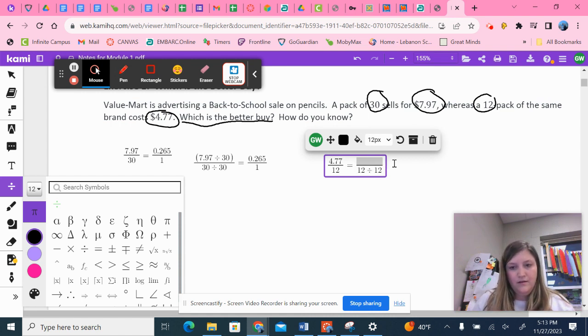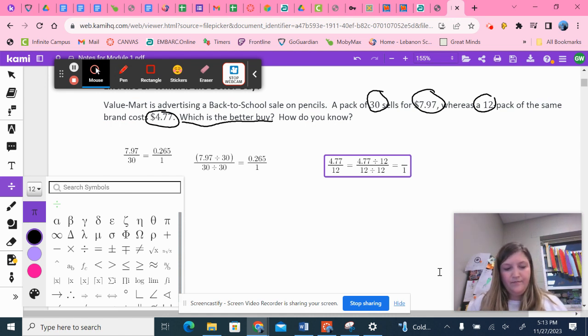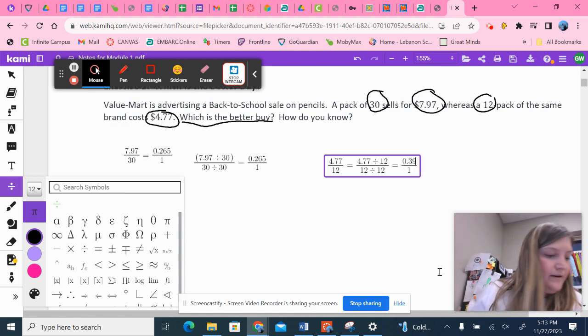Divide by 12. And whatever I do to the bottom, I must also do to the top, right? Okay, so it's going to be 477 divided by 12. So let's figure out what that is. So we know the bottom is going to be a 1. Well, what's the top going to be? The top is 39 cents. So 0.3975.